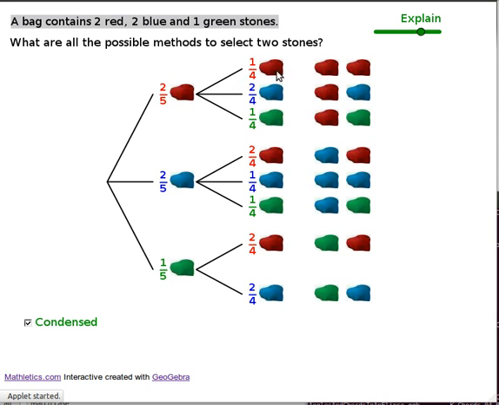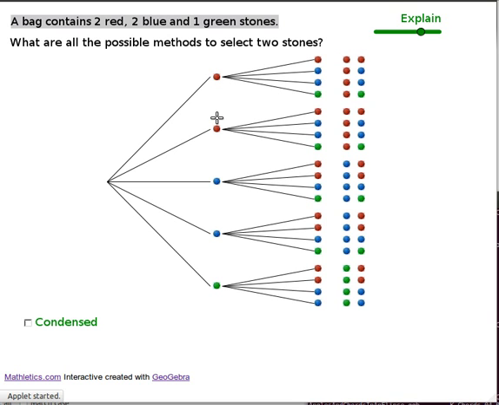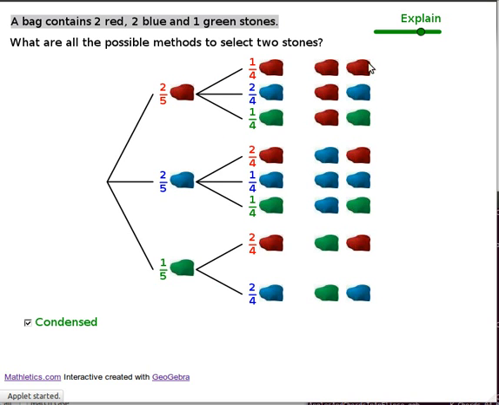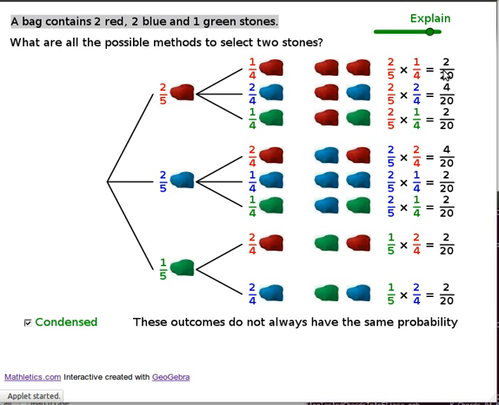You've got more chance of getting into this group and this group than you have of getting into this group, because there are 2 ways to get a red one and only 1 way to get a green one. So if we look at red, for instance, we see we've got 2/5 of the time we're going to get the first red and 1/4 of the time we're going to get the second red. If you go back here, looking at red, you've got a red there and a red there. So you've got 2 ways to get a red, 2 out of 20. And if you look over here and you multiply 2/5 by 1/4, you end up with 2/20.